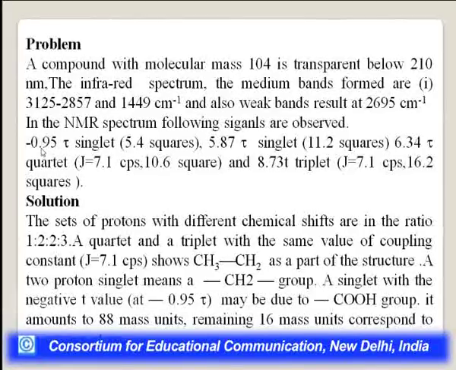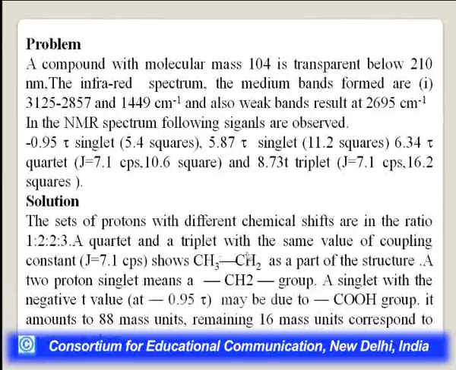At a value of 0.95 tau, it is a singlet. 5.4 is the J value, 5.87 tau singlet. So singlet, singlet, quartet and triplet. From this value, that is the J value, you can calculate the set of protons, the ratio of the protons, from these values 5.4, 10.6, 11.2, 16.2. So the ratio can be 1:2:2:3.